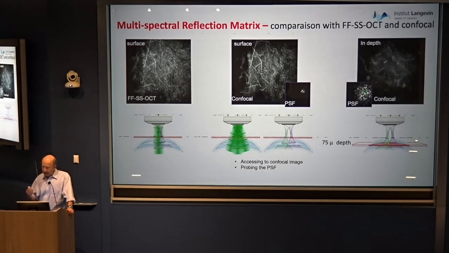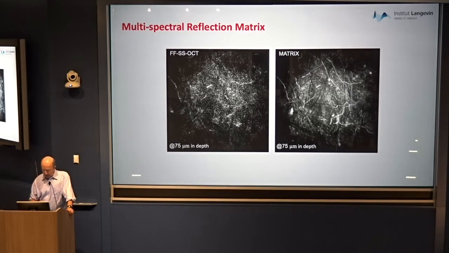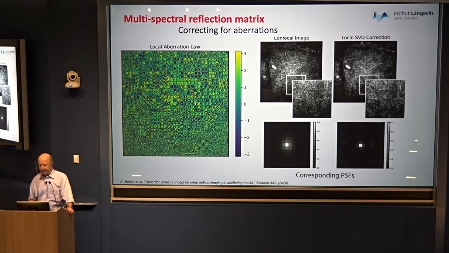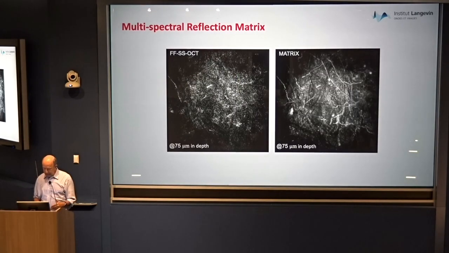Now, if you look with a confocal system at a depth which is not the good depth, the image is not clear. But now, if you record the full multispectral reflection matrix, which is a huge amount of data, typically 50 gigabytes, you record this. Now, from this, you can reconstruct a perfect confocal image at each depth, but you do not have to move anything. All this was recorded in the multispectral reflection matrix.